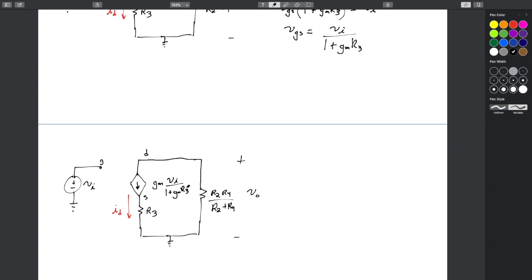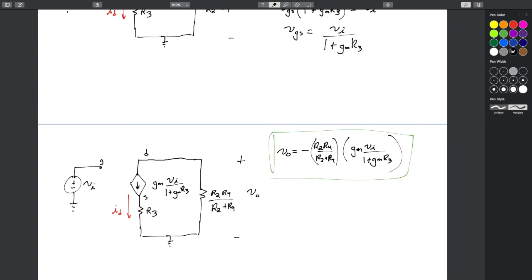Good. And so an expression for V out will equal what? It will equal negative this resistance times this current as a function. So it'll be negative R2 times R4 over R2 plus R4, times GM VI over 1 plus GM R3. Good. This is nice. This is actually the end of what I wanted to do with this one.